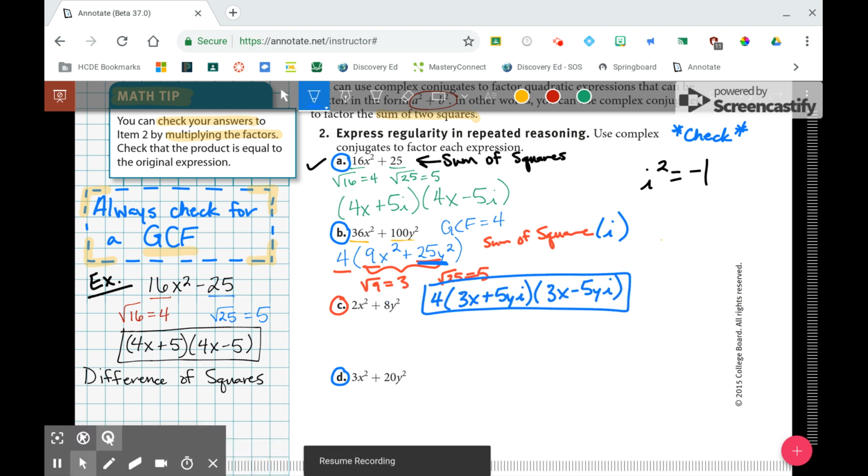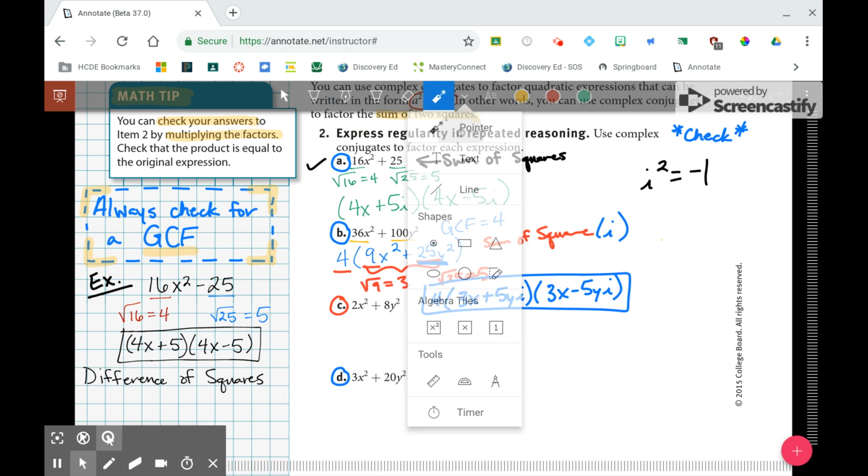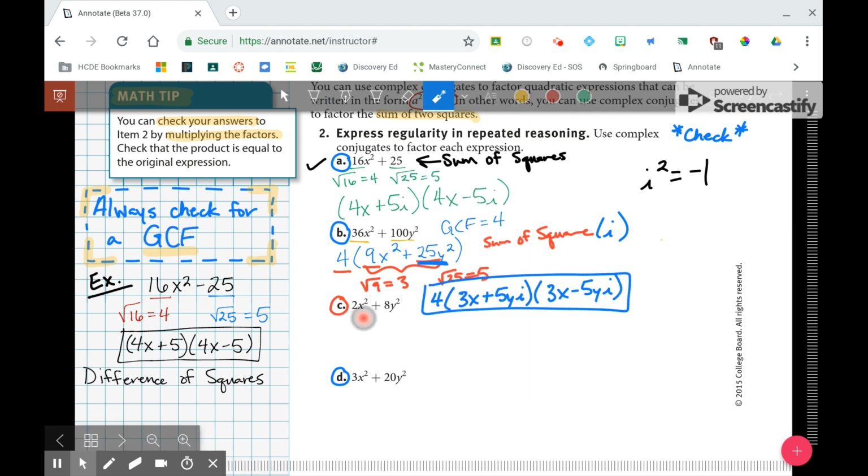So now that you've seen a couple examples, I want you to try one. I want you to try part C down here. It's a little bit easier. Make sure you start with a GCF. See if there's something you can divide both terms by, and then do the sum of squares.